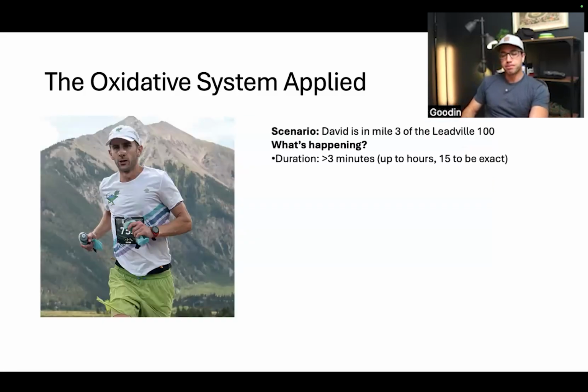Okay, so let's think of this scenario. David is running the Leadville 100. Let's say he's in mile 3. Think about what's happening. He hasn't had a lot of time yet for fatigue to really build up because he's going at such a relatively slow pace. I mean, in real life, for 100 miles, this is a blistering pace. But relative to Sydney McLaughlin-Levrone, who we just looked at, it's very, very slow. But that's because the rate of ATP production has to be slow.